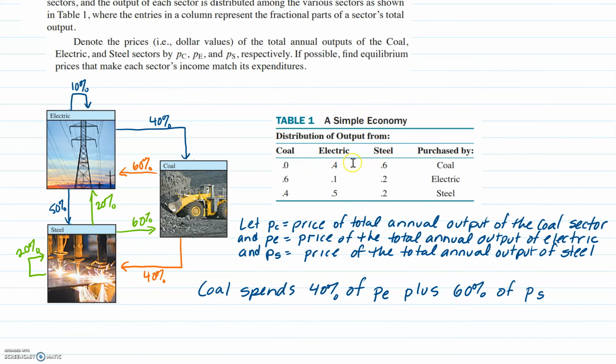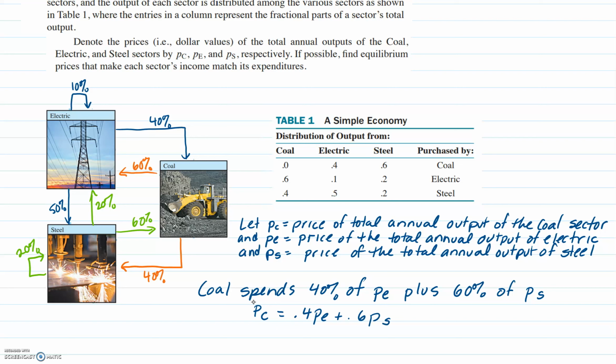Now we're going to look at the horizontal. The horizontal are going to be the inputs. If you can see here, purchases by coal are 40% of electric and 60% of steel. You can check, those are the inputs of coal. So coal spends 40% of the price of electric, that's the total annual output, plus 60% of the price of steel, or PC is going to equal 0.4 PE plus 0.6 PS.